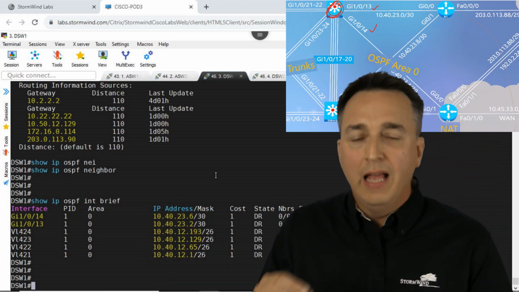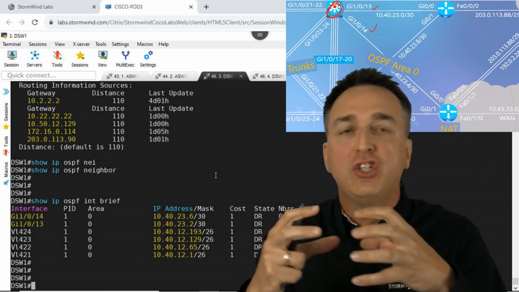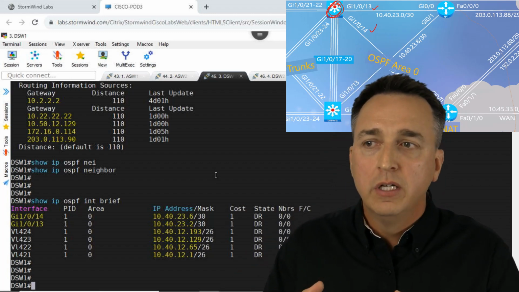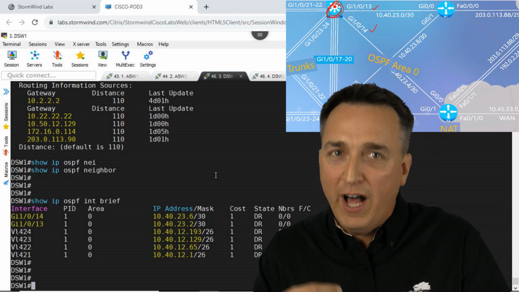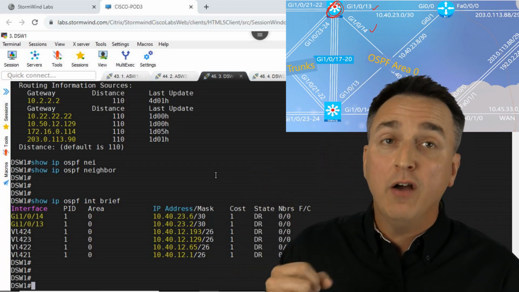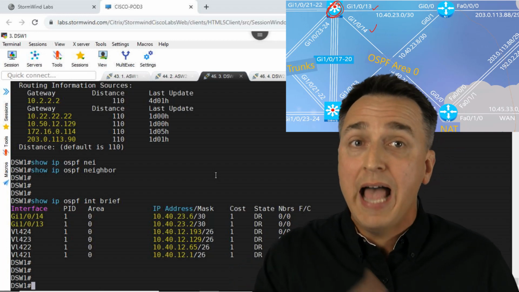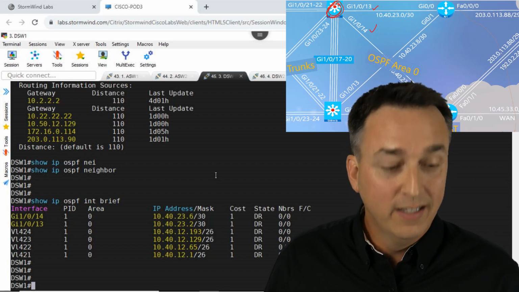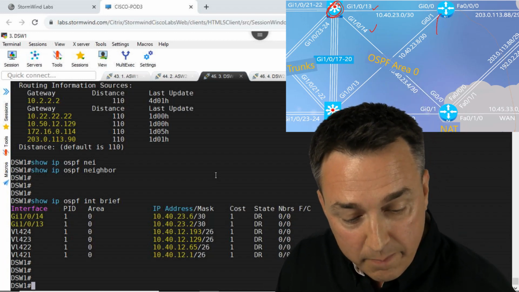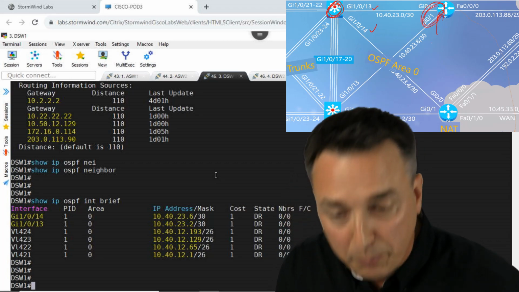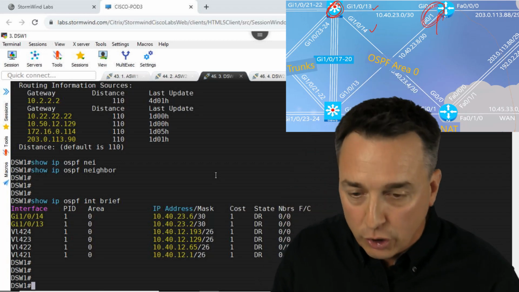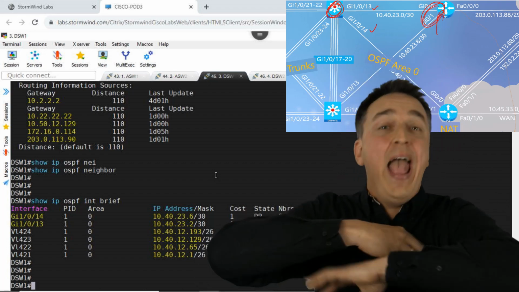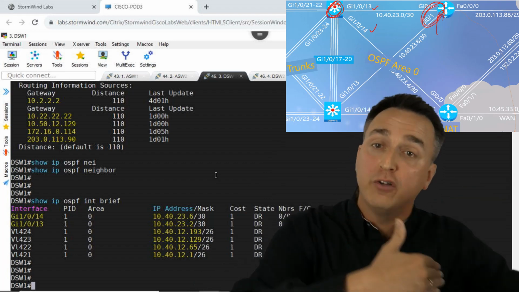Okay, think about it. If I want to share information, I want to share routes, I must have what? A neighborship. Therefore, the device on the other side needs what? It also needs to be participating in the routing process, doesn't it? Do we need OSPF running here? Do those interfaces need to be participating? Yes, absolutely.